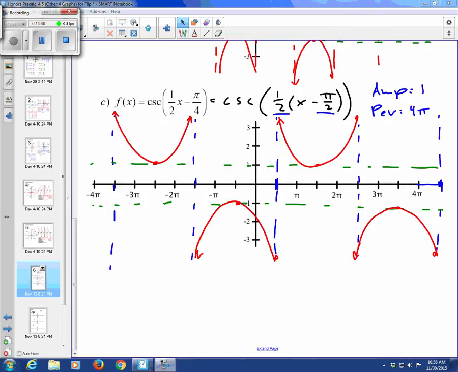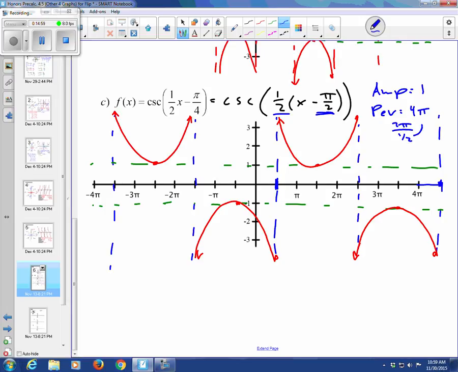Okay, so looking at this, we can say that we know the period is going to start at positive pi over 2, so we can sort of push that up. And we know the period length is going to be 4 pi, and we got that, of course, by taking our 2 pi and dividing it by 1/2, which is a multiplication by the reciprocal. So we had to bump out another increment on the x-axis to get the full period here. But you guys are savvy, you can do that.